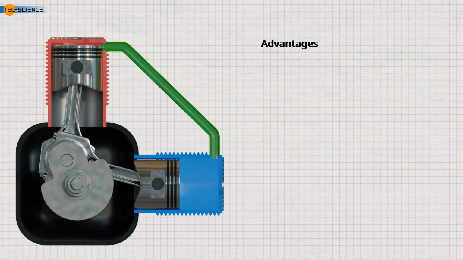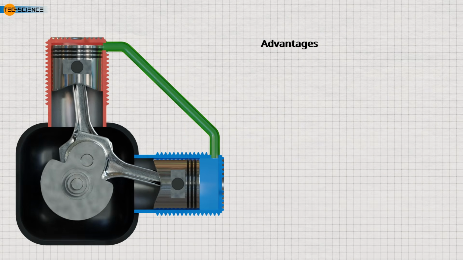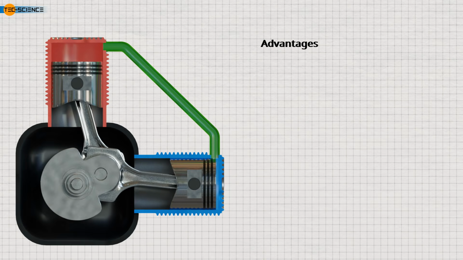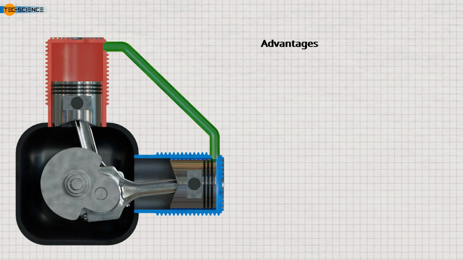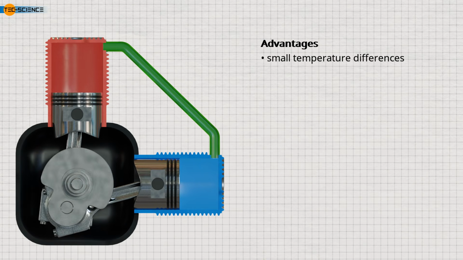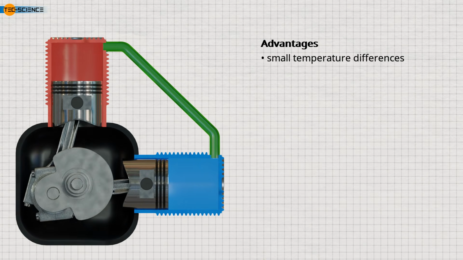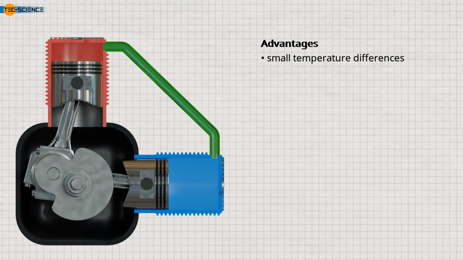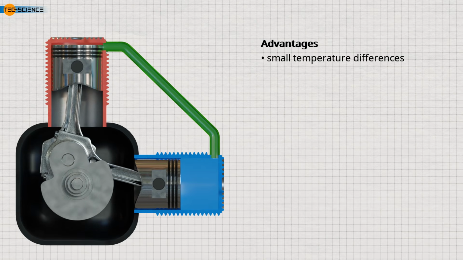The operation of a Stirling engine relies solely on the temperature difference between the heated and cooled cylinders. Depending on its design, a Stirling engine can function with extremely small temperature differences, even less than 1 degree Celsius. Some models are so compact that they can be powered by the heat of a hand.